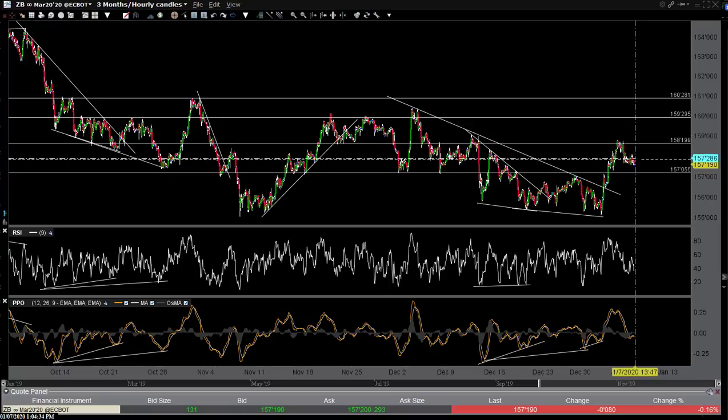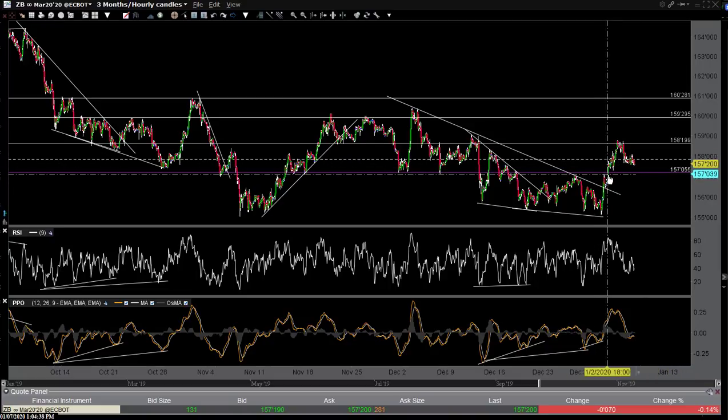Other than that, if we don't break out soon, you can see support here at 157.055. That was my first target when that wedge broke out, and that was already hit and taken out. Resistance, once taken out, becomes support. So if you're looking to trade treasuries, you can certainly go long on a pullback to 157.055 with a stop somewhat below it.